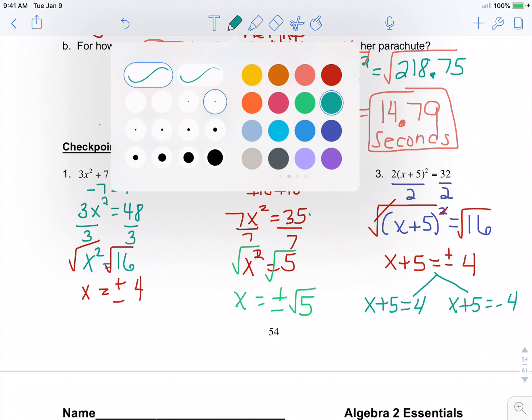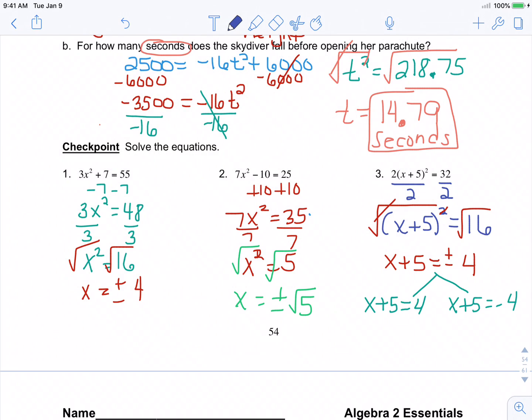Now I have two equations that we need to use to solve for x, and we're going to get x by itself. So I would subtract 5 from both sides. 4 minus 5 is negative 1. I'm going to do the same thing, subtract 5. Negative 4 minus 5 is negative 9. So you can see that this answer looks different from the others because they're two different answers, and that happens because of the parentheses.